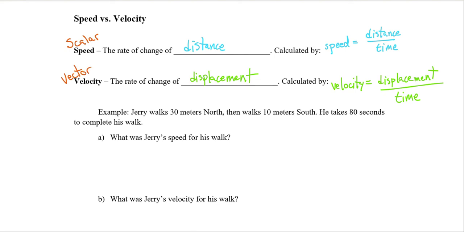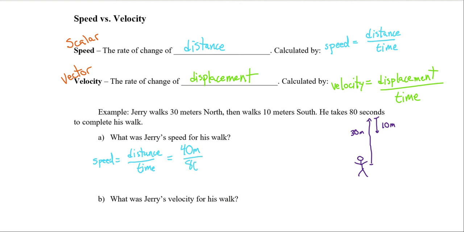So let's take a look at this new situation and see what's happening. Jerry is going to walk 30 meters north and then 10 meters south. Now Jerry's going to take 80 seconds to complete this walk. What's Jerry's speed for this walk? Well, on average, we would be able to find out his speed by taking his total distance and dividing by the time. So what distance did Jerry walk? Well, he walked 30 north and then 10 south. That's a total of 40 meters. And how much time did he take?